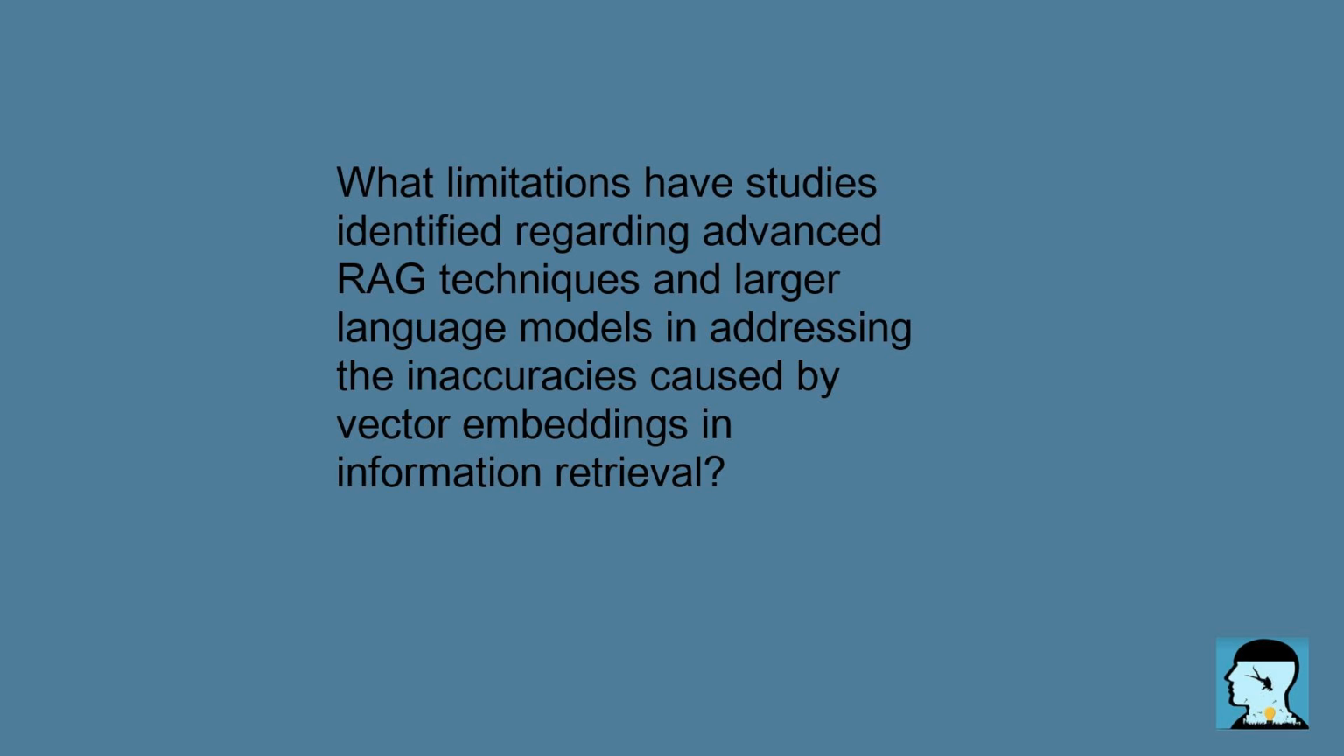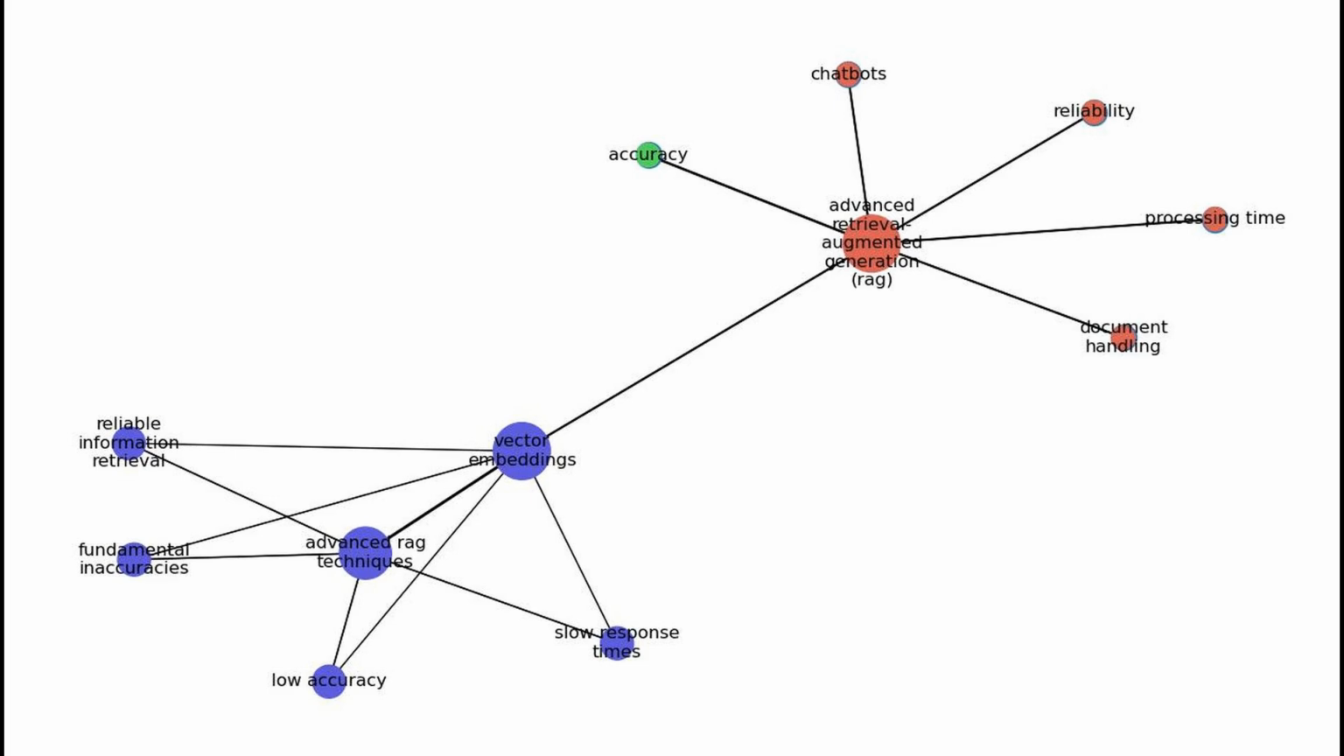What limitations have studies identified regarding advanced RAG techniques and larger language models in addressing the inaccuracies caused by vector embeddings and information retrieval? Studies have identified significant limitations in advanced retrieval-augmented generation, RAG, techniques, and larger language models when it comes to addressing the inaccuracies caused by vector embeddings. One key finding is that even when combining various advanced RAG methods, the resulting accuracy is still low, averaging around 0.446. In real-world applications, this level of accuracy is impractical for chatbots that need to provide reliable answers quickly.